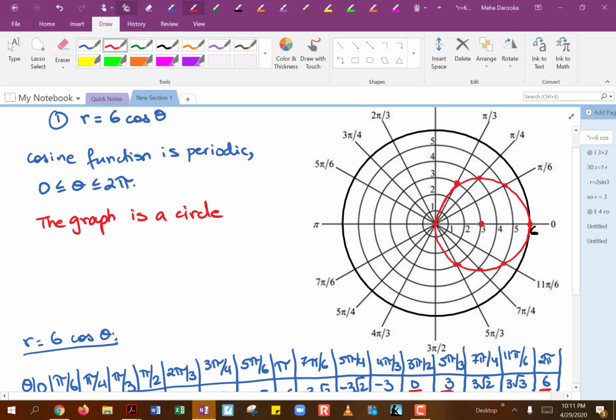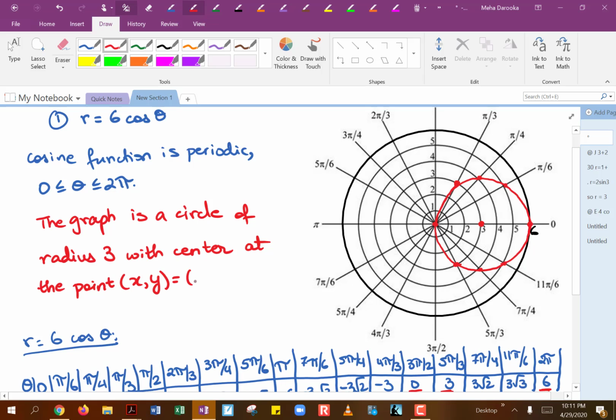Well, let's put it this way. The graph is a circle of radius 3 with the center at the point (x, y), which will actually be (3, 0). Okay.